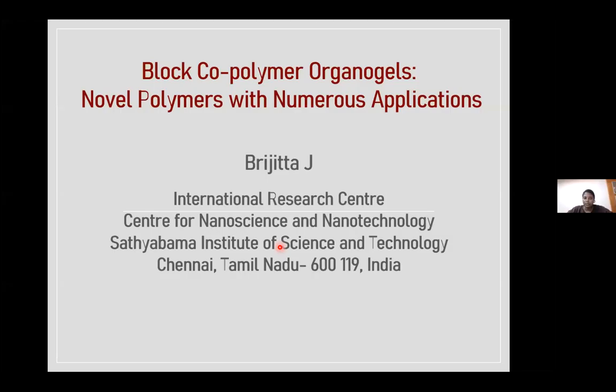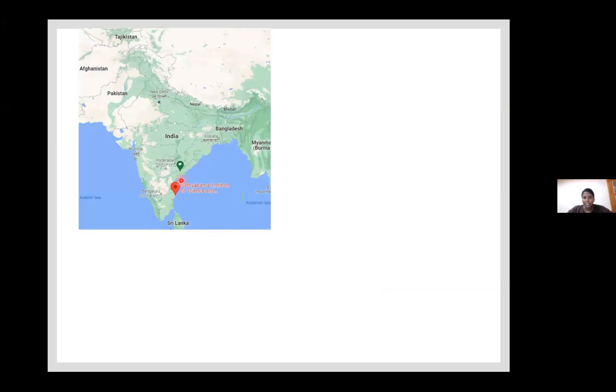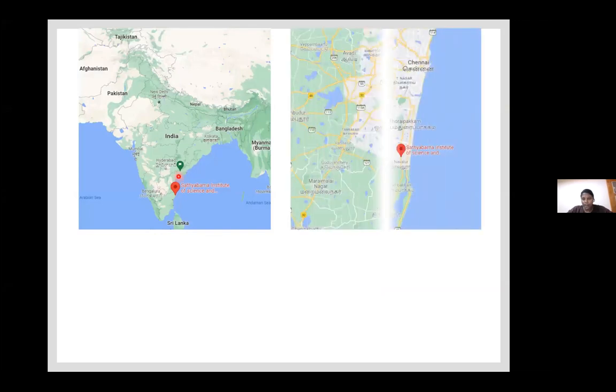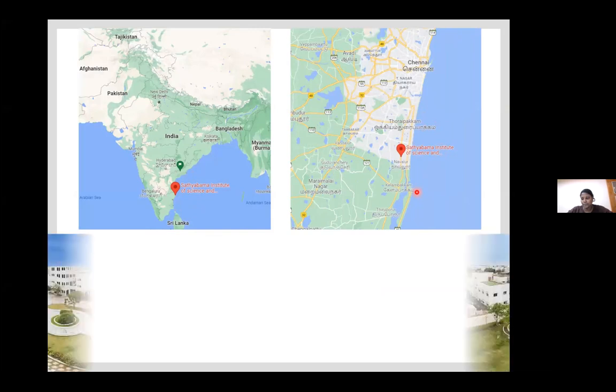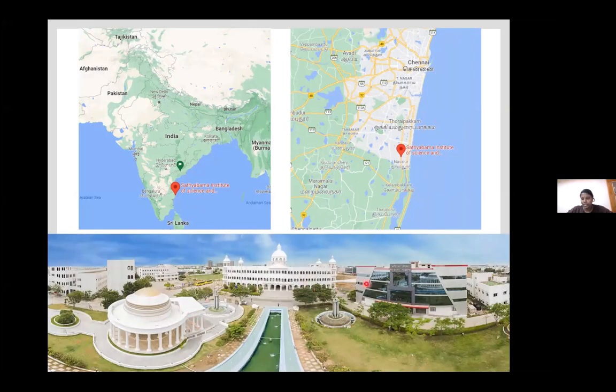And today's topic, the topic of my presentation, is block copolymer organogels, which are a new kind of materials, and it has numerous potential applications. So let me start. I come from this part of India, which is very near to the coast. And this is our university, and this is the building where our center is hosted.